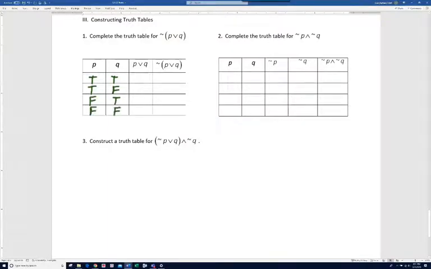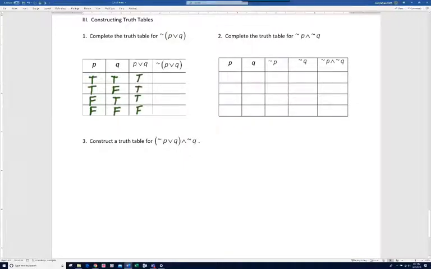So now with P or Q, we know that that's usually true. The only time it won't be true is if both statements are false. So notice false, false is what we have at the end there, and so that's the only statement that's going to be false. Notice in the other 3 cases, at least one of the statements is true, and so these are all true.